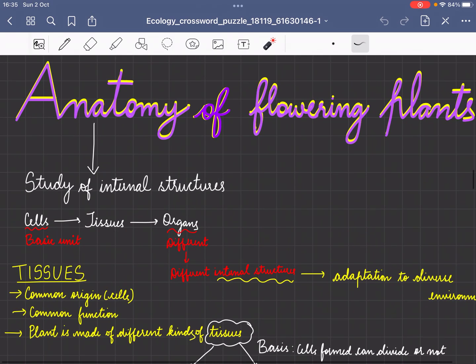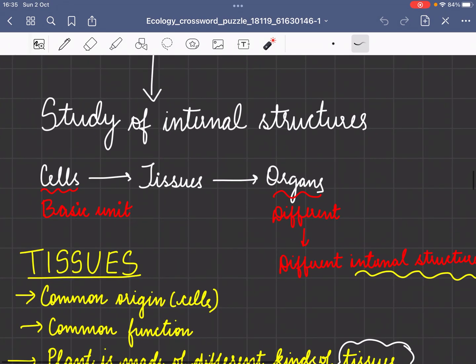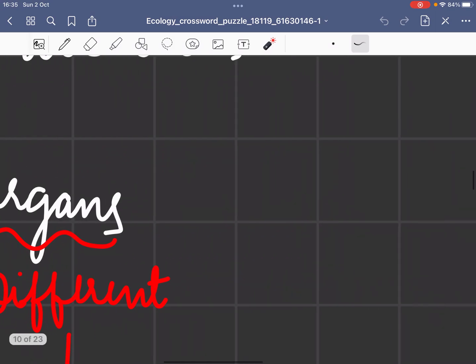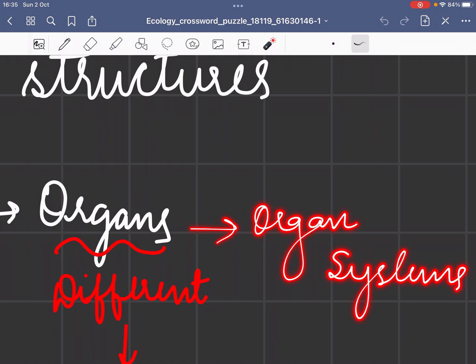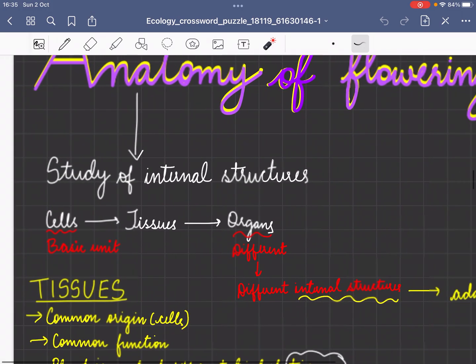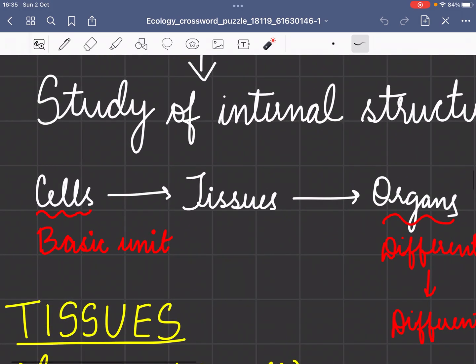Okay, so this is something we are all familiar with: cells to tissues, tissues to organs, and of course, organs to organ systems is also the other thing. But the cell is the basic unit of life. So it's from cells to tissues, tissues to organs. So it is the basic unit for anything. Even for plants it's the basic unit, and even for animals it's the basic unit of life.